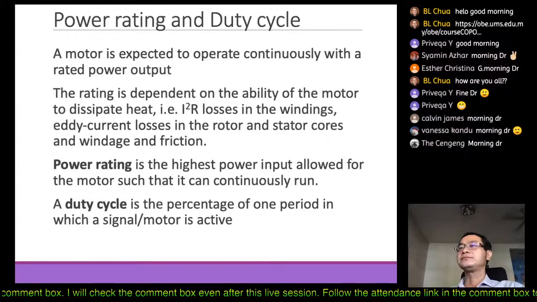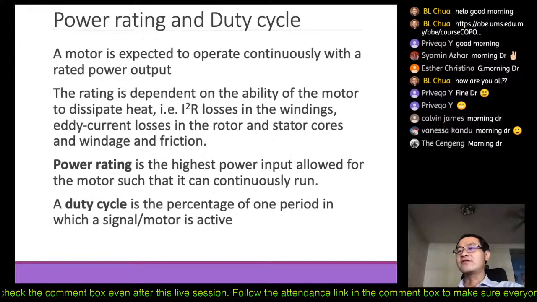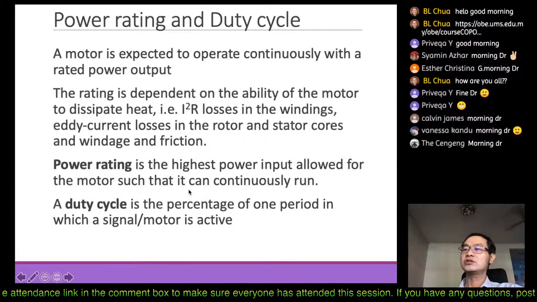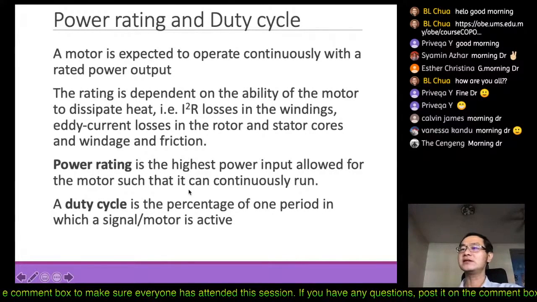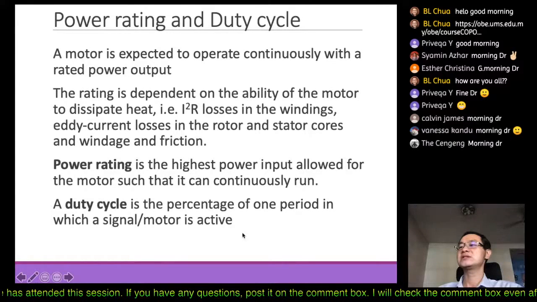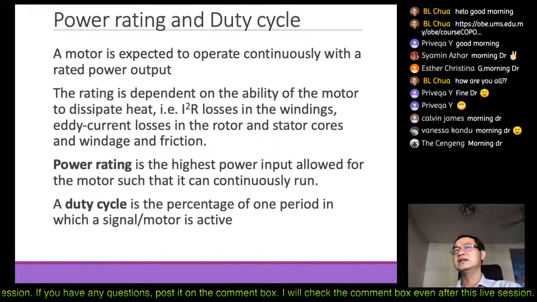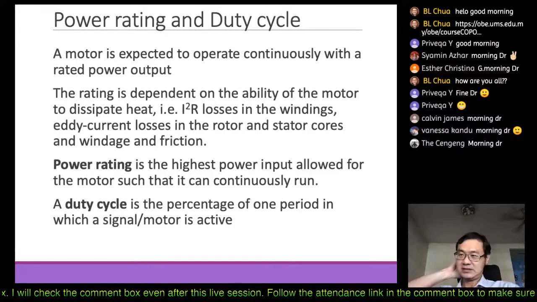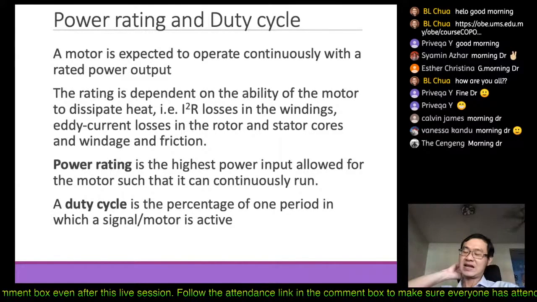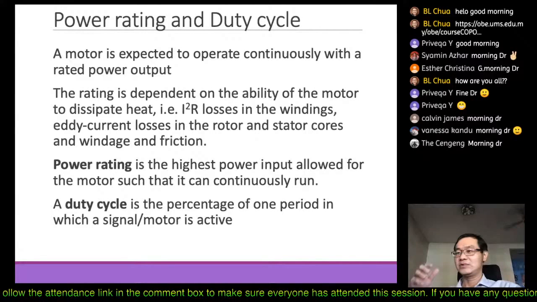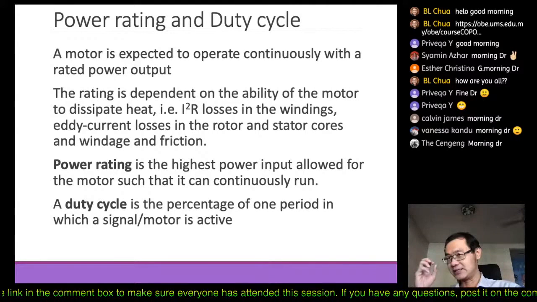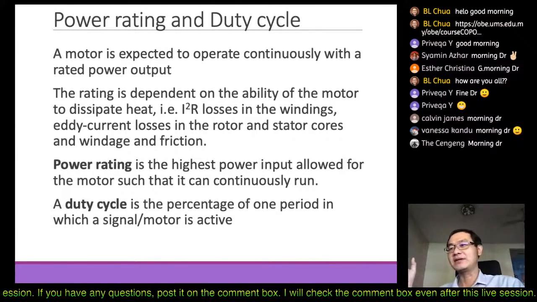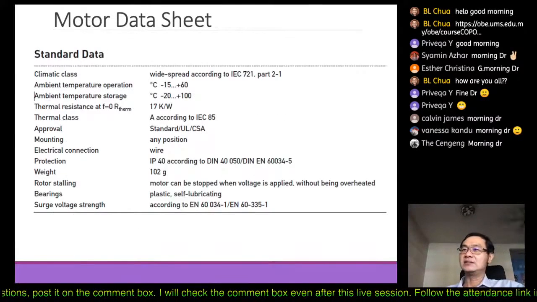Then also we have the power rating, which is the highest power input allowed for the motor to continuously run, and then the duty cycle, as we have mentioned previously. It is the way we use it, the percentage of one period of the electric motor, how long we want to supply the electricity within a certain period of time. So we call that the duty cycle.